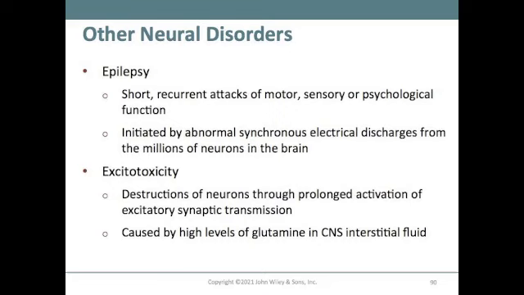Excitotoxicity, destruction of the neurons through prolonged activation of excitatory synaptic transmission, and this is caused by high levels of glutamine in the central nervous system interstitial fluid. So that concludes chapter 12.